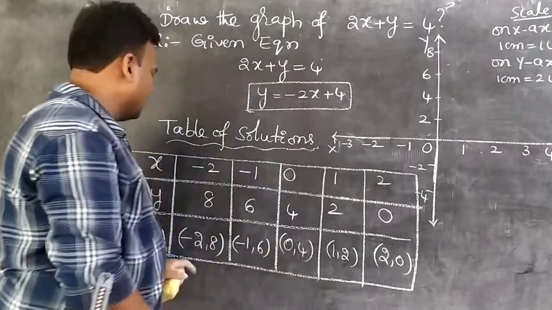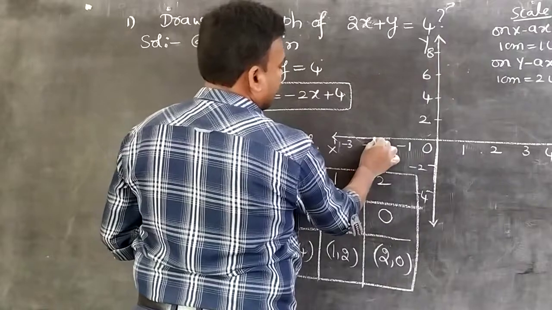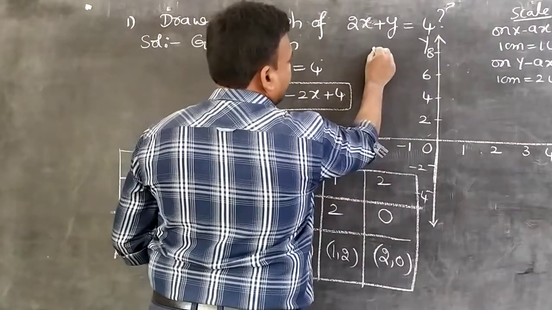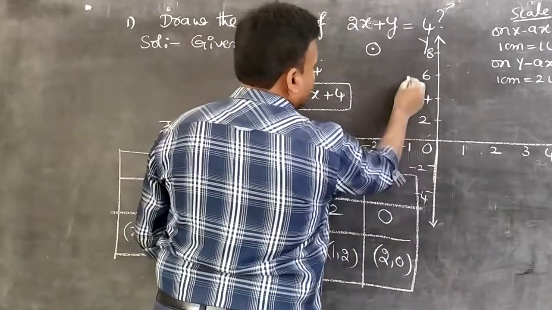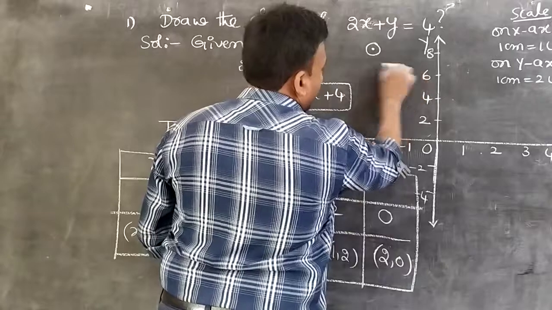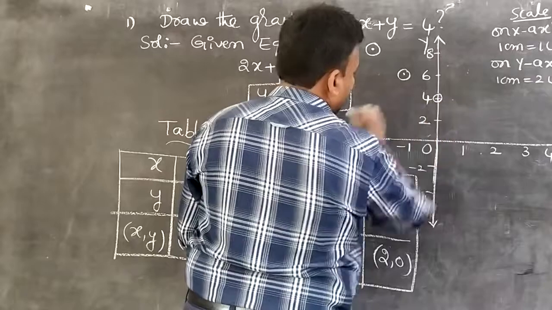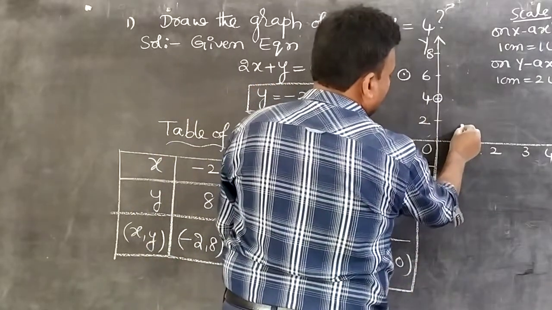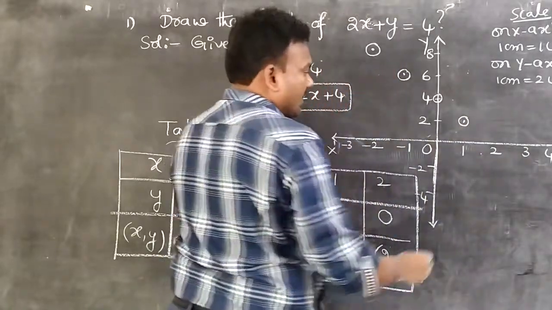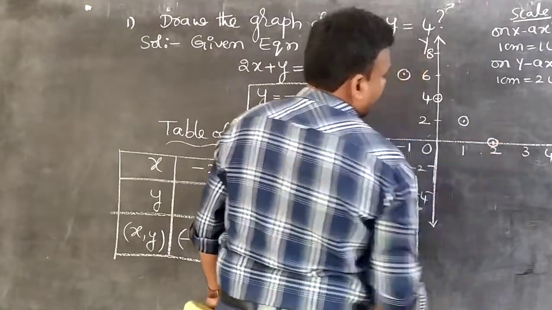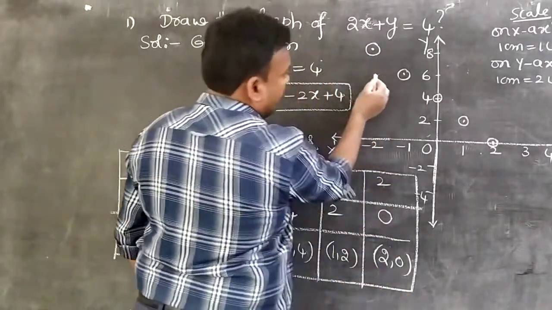Here first, minus 2, 8: X value minus 2, Y value 8. Take it like this. Next, minus 1, 6: X value minus 1 and Y value 6. Then 0, 4: X value 0, Y value 4. Next, 1, 2: X value 1, Y value 2. Next, 2, 0, like this, students. Take a scale, students, and join them.